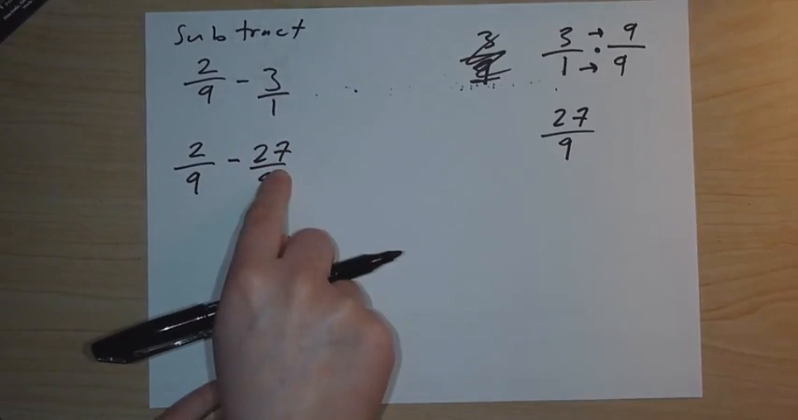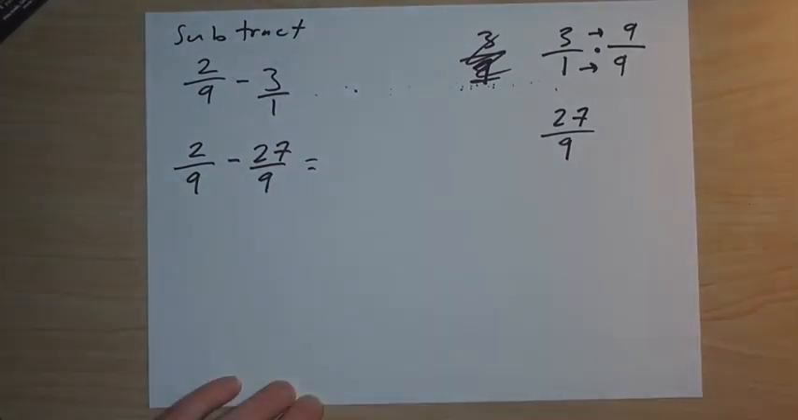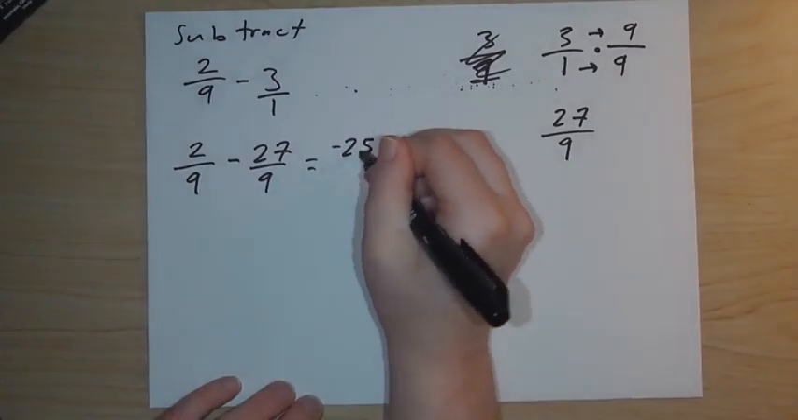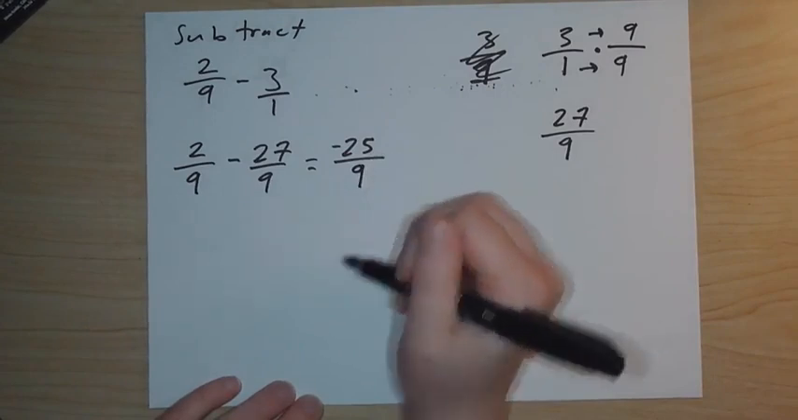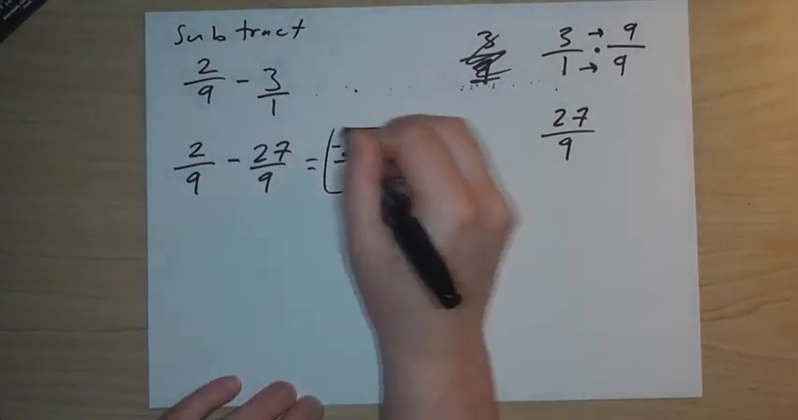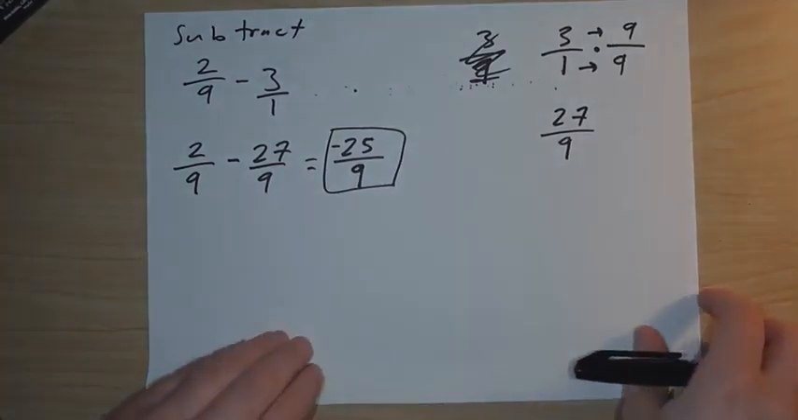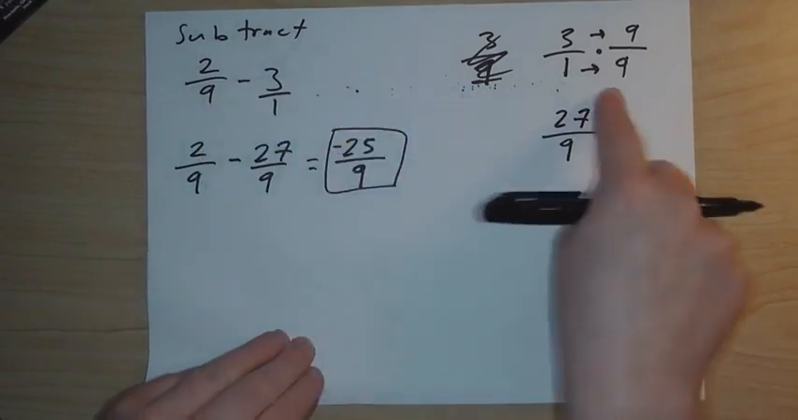And now you can go ahead and subtract. So we have 2 minus 27, which is negative 25, and the denominator carries. So 2 divided by 9 minus 3 over 1 is negative 25 divided by 9. So when you add and subtract fractions, they have to have the same denominator.